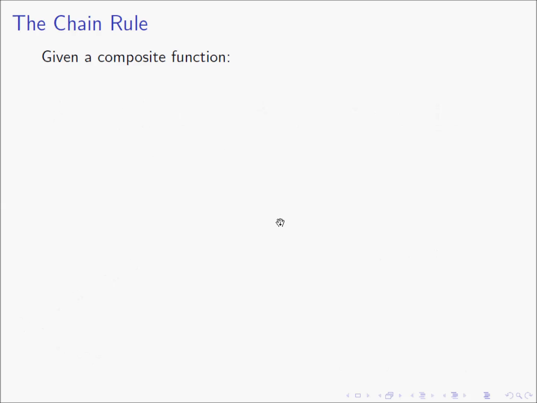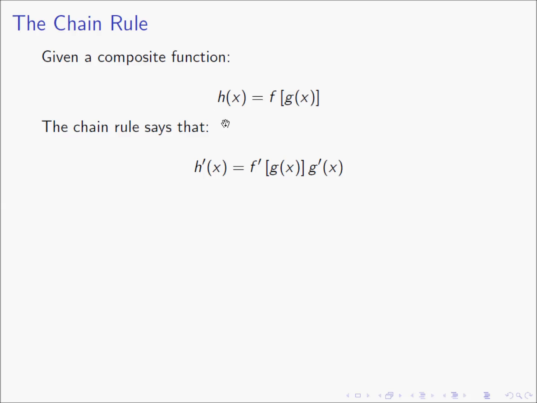So in the previous video we introduced the chain rule. The chain rule tells us what is the derivative of a composite function. So here we have a composite function h of x that equals f of g of x. That is the composition of the function f of g. In this case, the chain rule says that the derivative of h, that is h prime of x, equals the derivative of f, that is f prime, evaluated at g of x, times the derivative of g, evaluated at x.